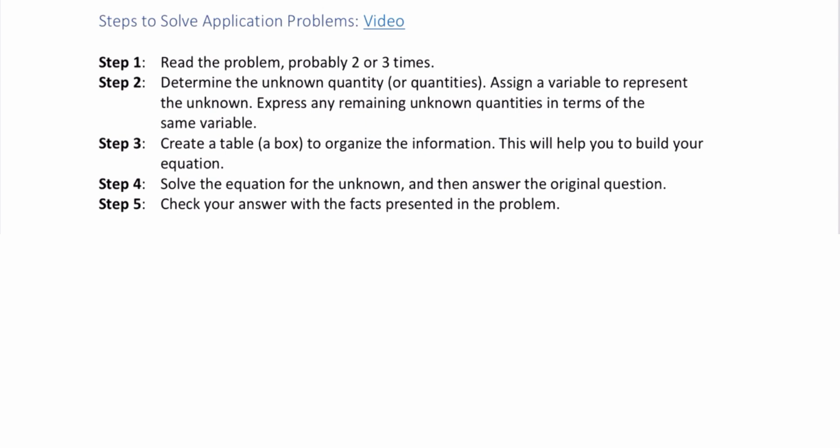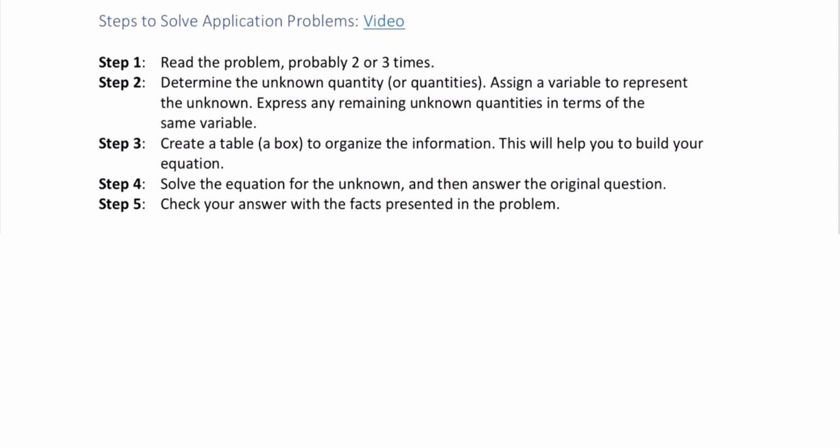Step 2. Determine the unknown quantity or quantities. Assign a variable to represent the unknown. Express any remaining unknown quantities in terms of the same variable. Step 3. Create a table or box to help organize the information. This will help you to build your equation.